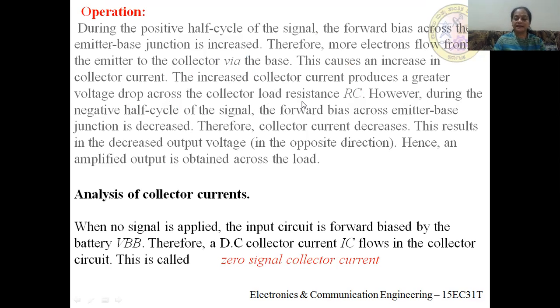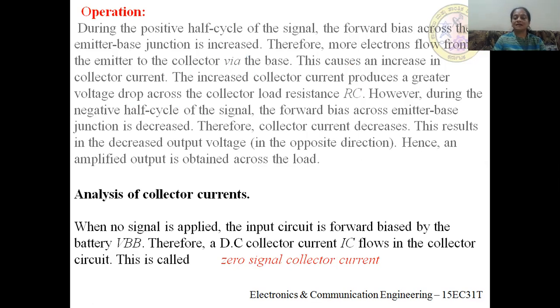And next comes the negative half cycle. During the negative half cycle of the signal, the forward bias decreases. But VBB is always chosen such that it keeps the emitter-base in forward bias. So the collector current decreases, and this results in a decreased output voltage in the opposite direction. Hence, we get an amplified output voltage across the load resistor.